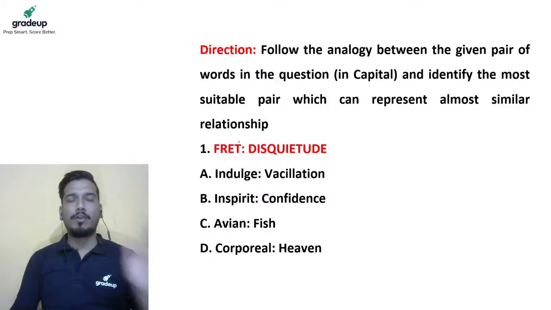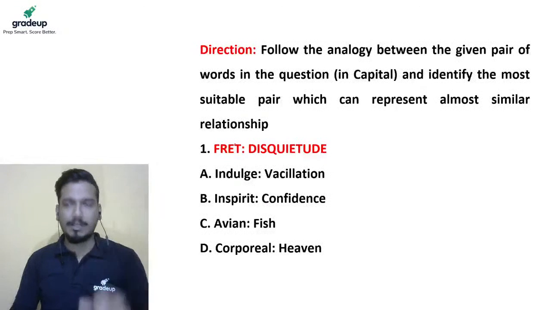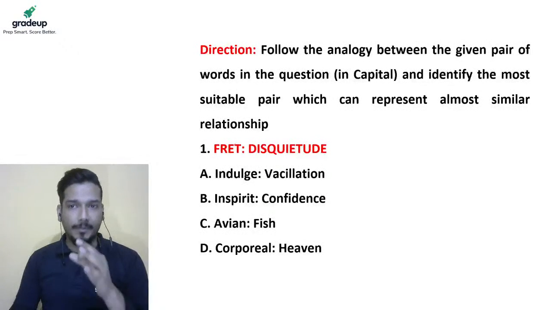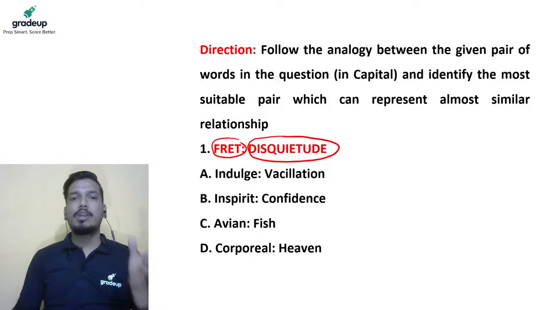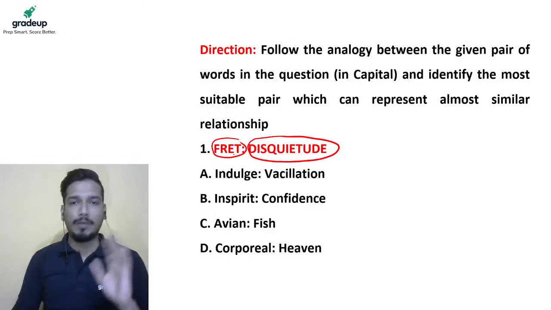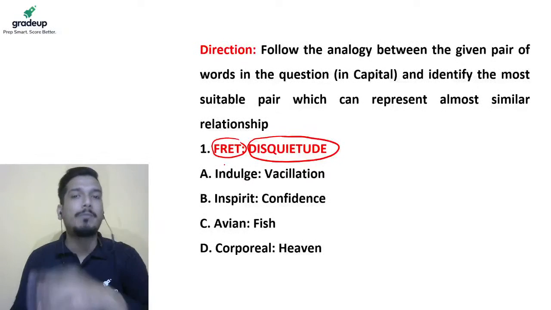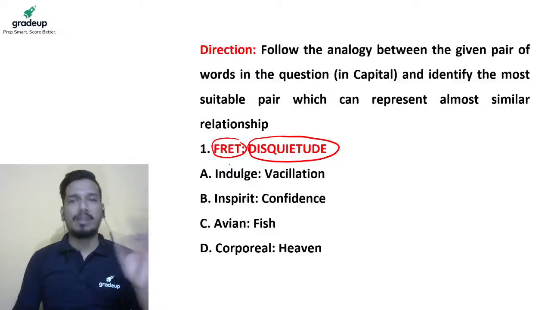Follow the analogy between the given pair of words in the question in capitals and identify the most suitable pair which can represent almost similar relationships. Basically there are two words, fret and disquietude, right? There is some relationship between these words. Now you have to find the option which exhibits the same relationship. So, fret is to disquietude.